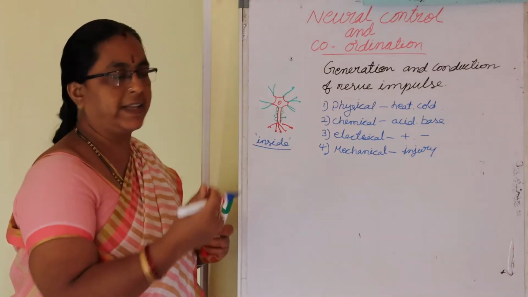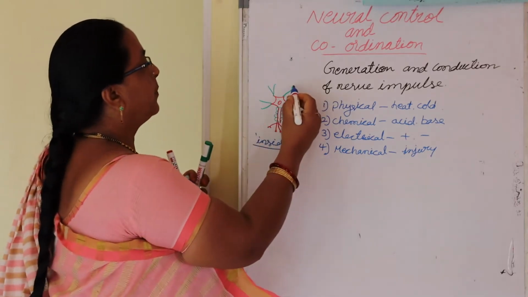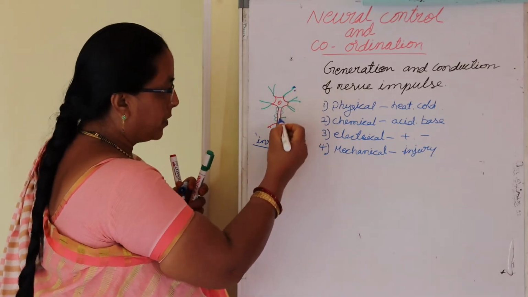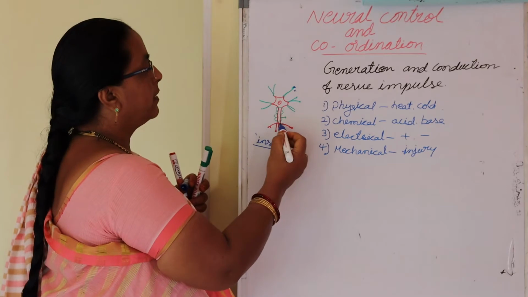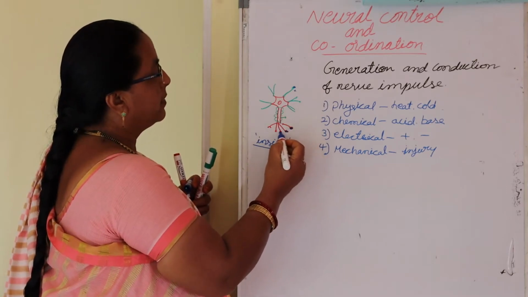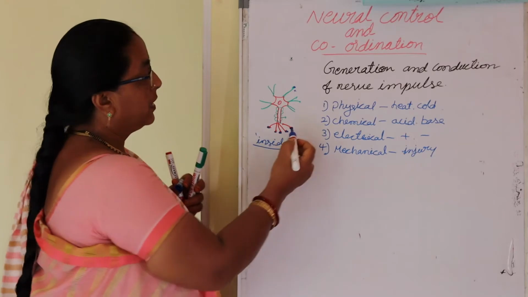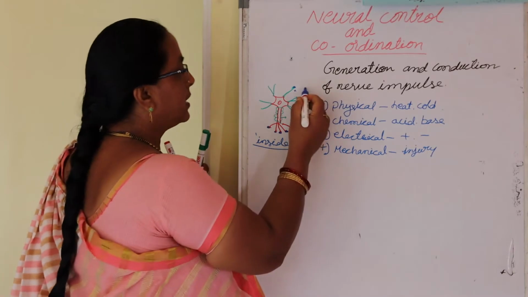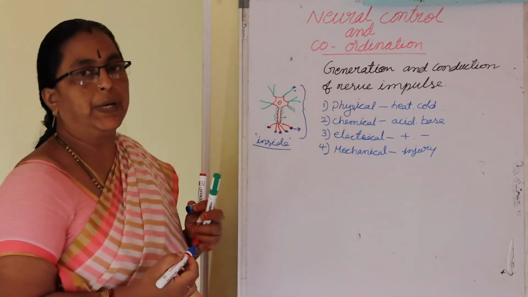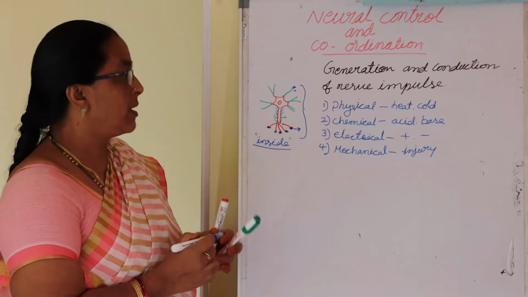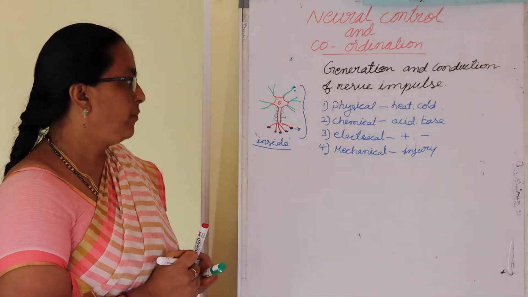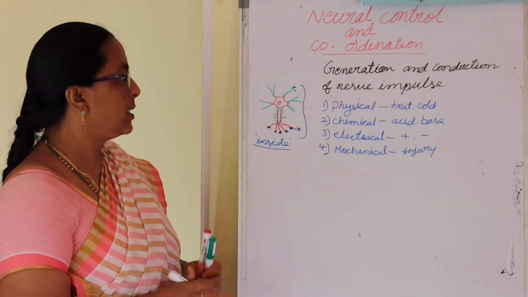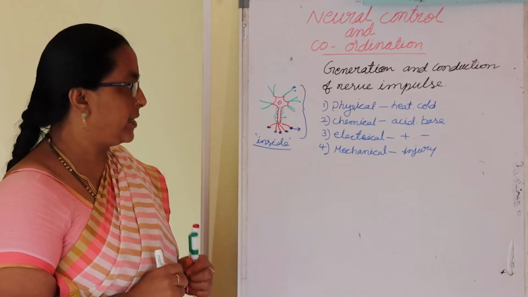stimulus response takes place. If a stimulus started here, it passes through the nerve fiber and ends with the synaptic knobs. Here neurotransmitters are released. This process is called an impulse. This impulse is nothing but action potential. So how does it take place? This nerve impulse has 4 states.